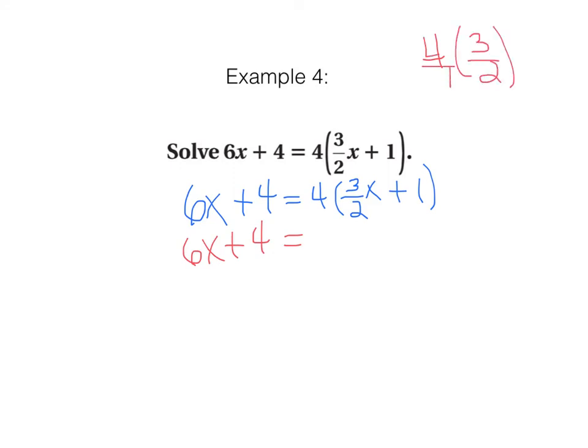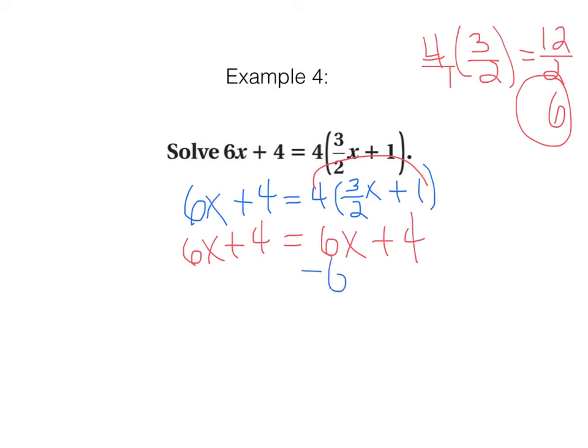I put 4 over 1. 4 times 3 is 12. 1 times 2 is 2. 12 divided by 2 is 6. So I know that this actually equals 6x plus, don't forget to multiply the 4 by the 1, which is 4. Now, I'm going to get rid of the 6x from both sides, minus 6x, and I'm going to get 4 is equal to 4.